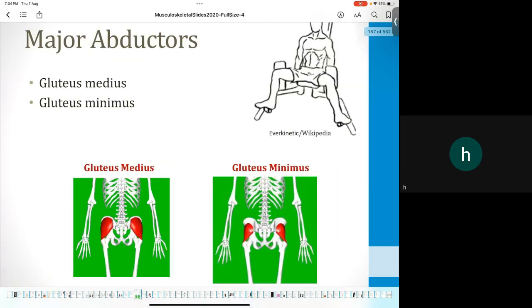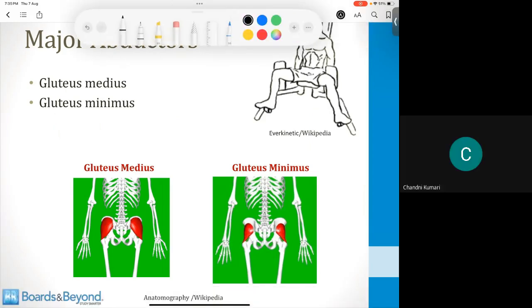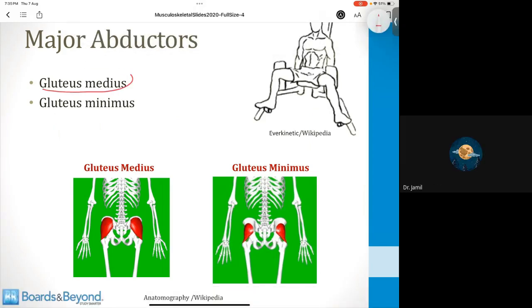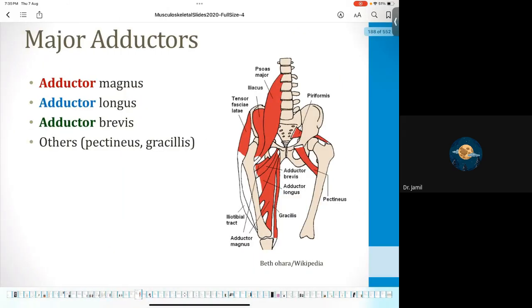What else? What are the major abductors of your hip joint? Really, really important. Gluteus medius and gluteus minimus, right? So this is your gluteus minimus, and this is your gluteus medius, which are going to lead to abduction at the hip joint. You might have seen this kind of exercise in the gym, where we are abducting our thigh at the hip joint, and it's done by these two muscles, gluteus minimus and gluteus medius.